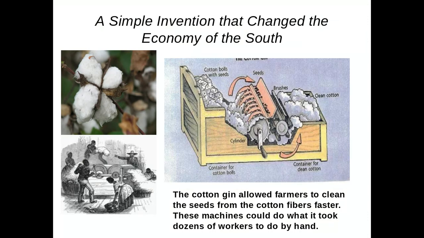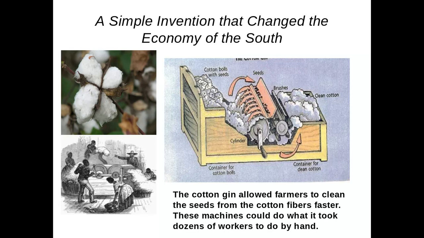Now, back to cotton. One machine that was invented, ironically, by a man named Eli Whitney, who was a northerner from Connecticut, was called the cotton gin. Before the cotton gin was invented, the cotton seeds had to be picked slowly out of the cotton fibers, which made it time-consuming and a very expensive product to use for things like clothing.